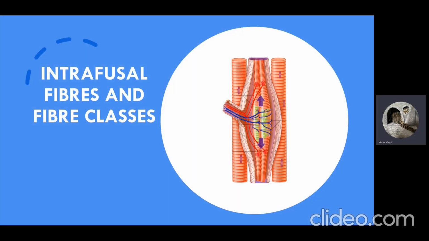There are around 6 intrafusal fibers in a muscle spindle, and they're divided into 2 classes. The first is the nuclear bag fibers, which are associated with type 1A afferents, and the second class is the nuclear chain fibers associated with type 2 afferents. There are some in the middle that are associated with both, but we won't go into those ones.